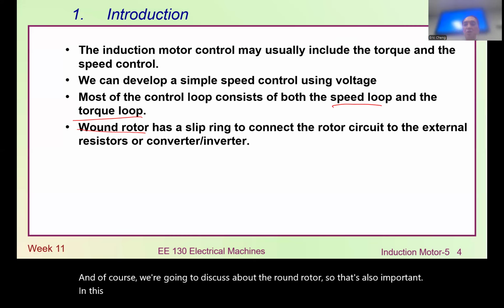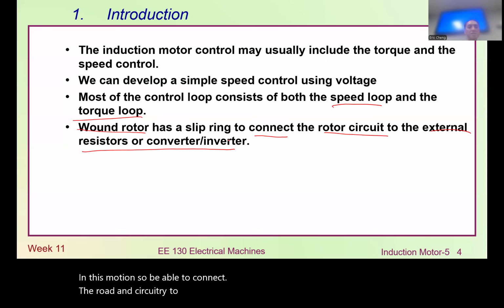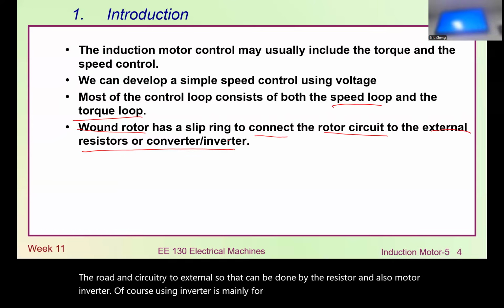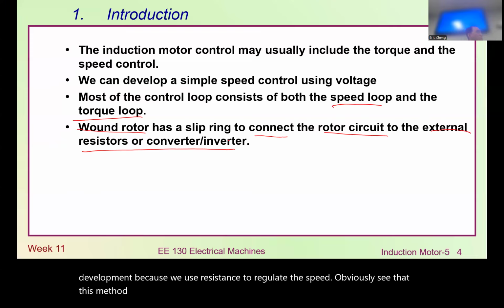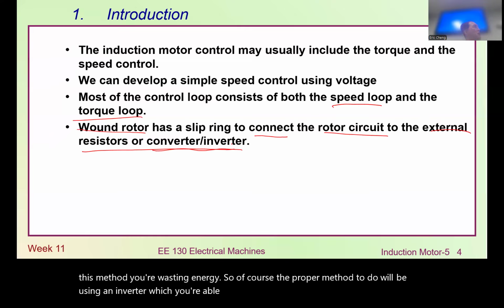So we're able to connect the rotor circuitry to external circuits. That can be done by the resistor and also the rotor inverter. Of course, using a resistor is really for something simple and low-cost development because we use the resistor to regulate the speed. Obviously, you see that with this method, you're wasting energy. So of course, the proper method will be using an inverter, which is able to regulate the energy and use the inverter to process and then return energy to the microgrid.